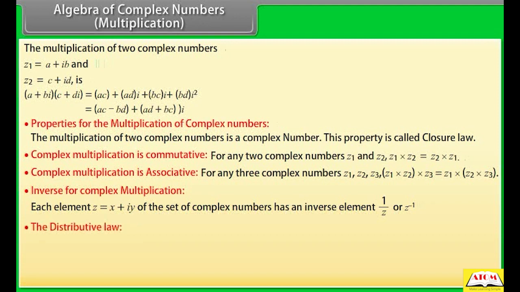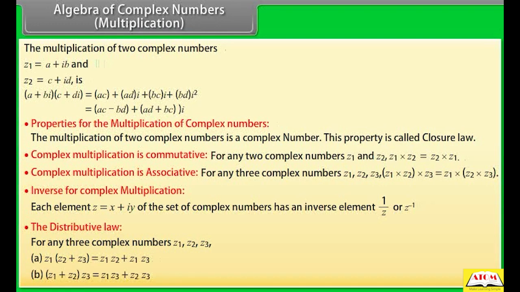The distributive law. For any three complex numbers Z1, Z2, Z3, Z1 into Z2 plus Z3 is equal to Z1 into Z2 plus Z1 into Z3. Z1 plus Z2 into Z3 is equal to Z1 into Z3 plus Z2 into Z3.